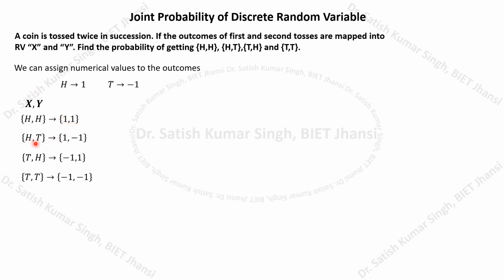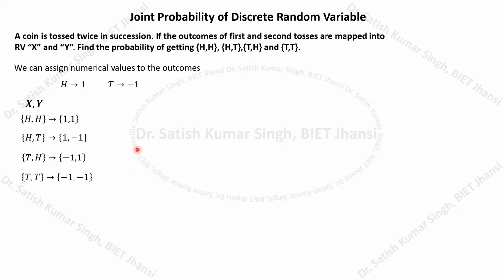If it is head comma tail, then it should be 1 comma -1. Similarly, for tail comma head, it will be -1 comma 1, and for tail comma tail, it will be -1 comma -1. So here again you see, because a coin is tossed twice.